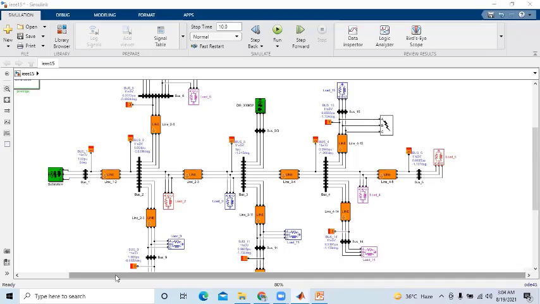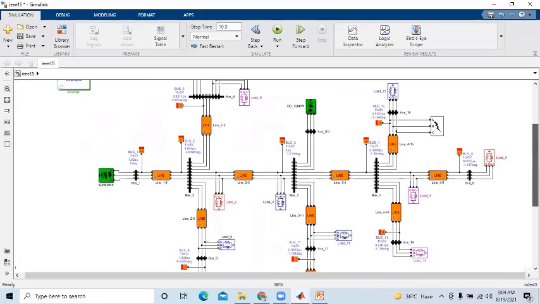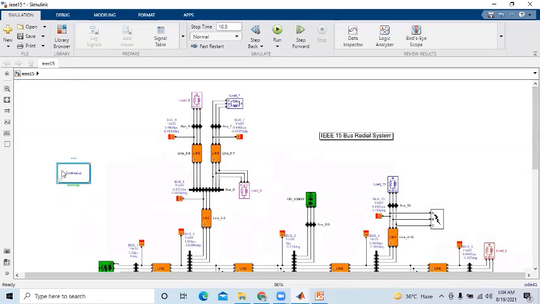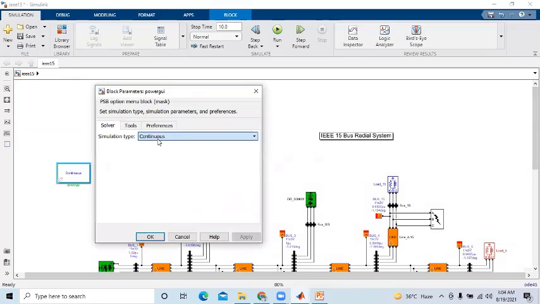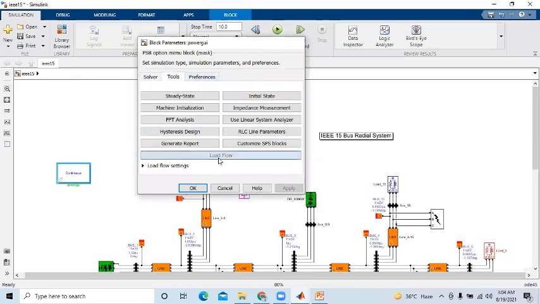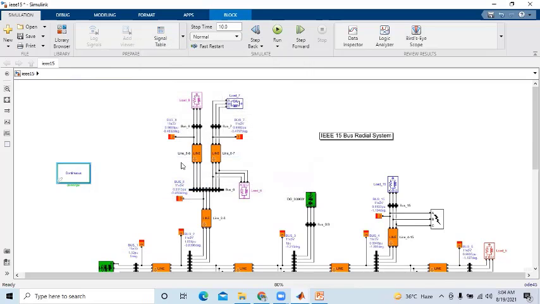Now we will do the load flow analysis for the system. In the load flow analysis, we know that we have different methods which can be used for the identification of various types of load, bus voltages, voltage angles, and P and Q flow in the complete network.